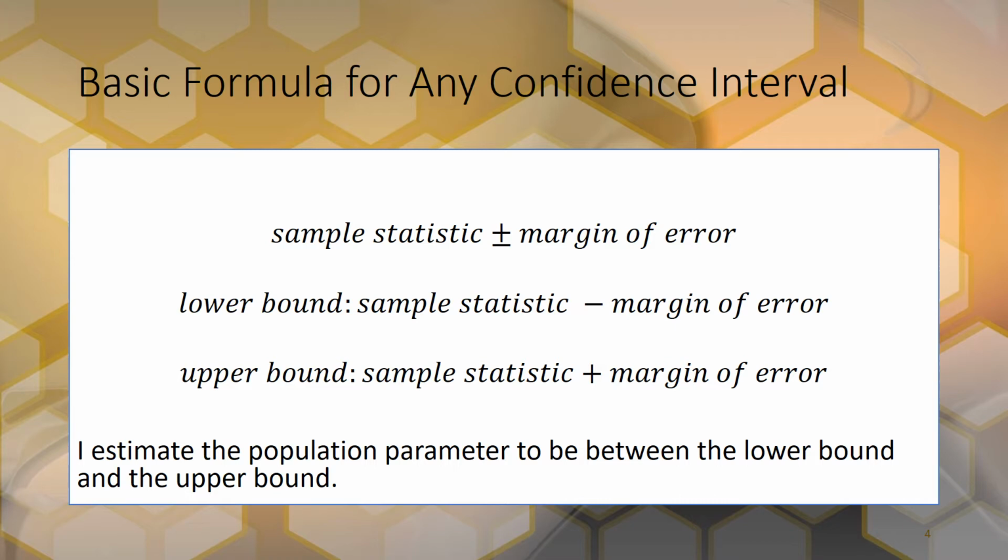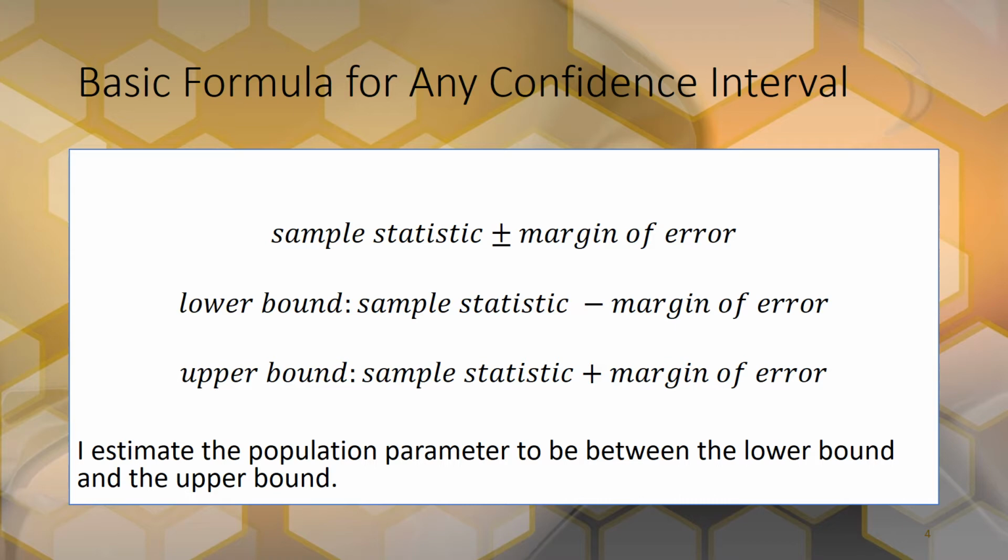So we have in the middle the sample statistic of 3, for example, plus 1, which is our margin of error. So we have 4. So we said that the candidate is up by between 2 and 4 percentage points. And that's our confidence interval. So a basic interpretation of this confidence interval is that I estimate the population parameter to be between the lower bound and the upper bound, whatever those numbers might be.